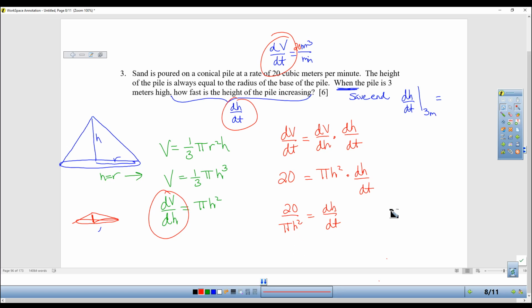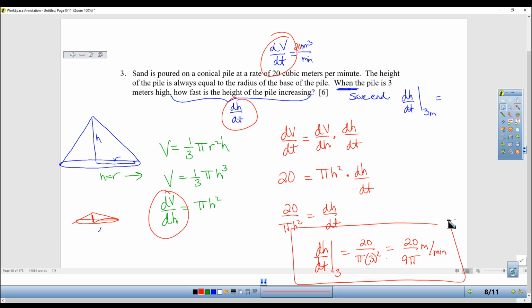What do we want to know it at? 3 meters. So dh/dt at, here's the correct notation, at 3 is 20 over pi times 3 squared, which is 20 over 9 pi. What are the units for that? Well, we're looking at the height, so the height would be measured in meters. And the minutes, not hours, not seconds. You always just have to check: meters per minute. And there's your answer.